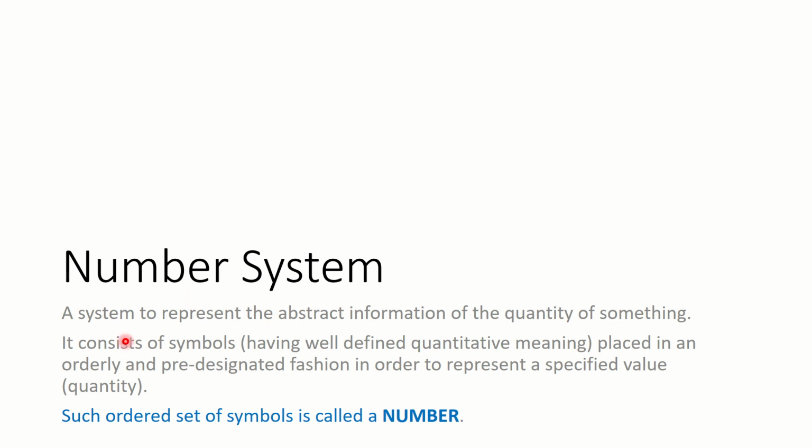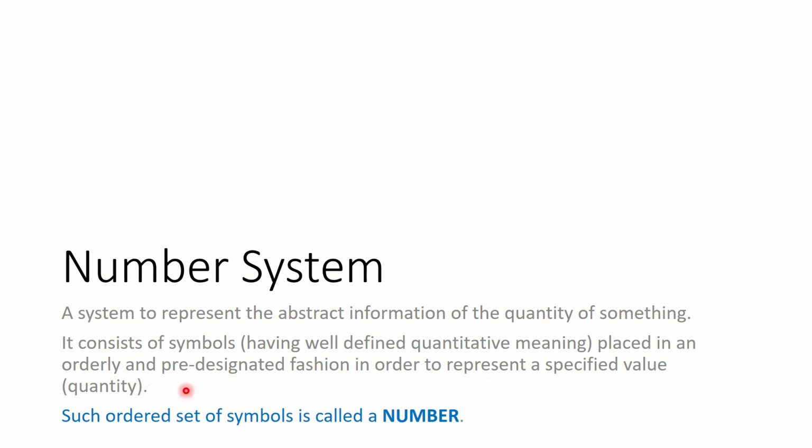So how does a number look? It consists of symbols. It consists of symbols having well defined quantitative meanings placed in an orderly and pre-designated fashion in order to represent a specified value.